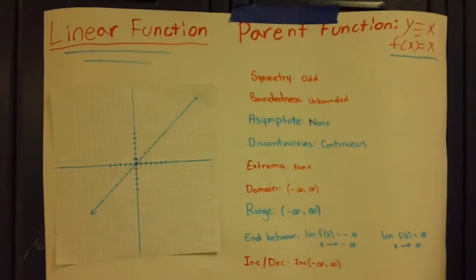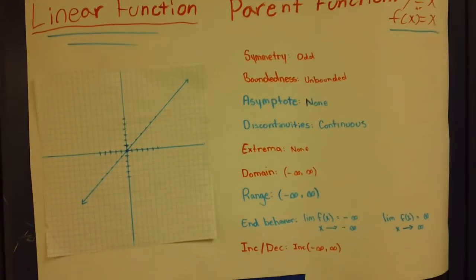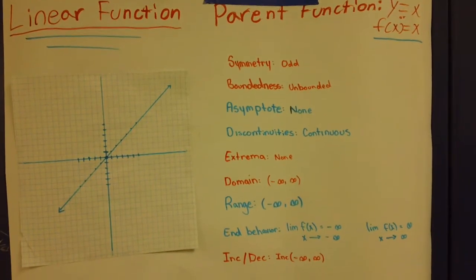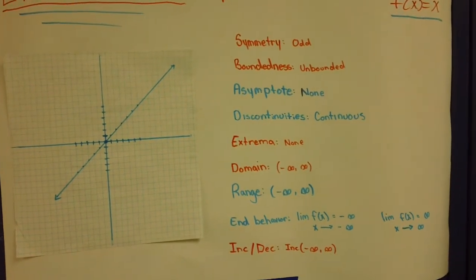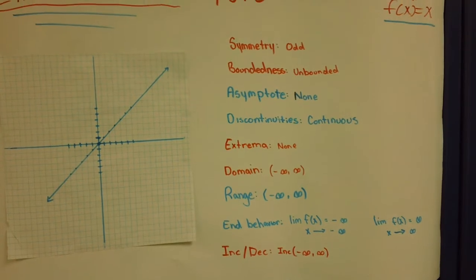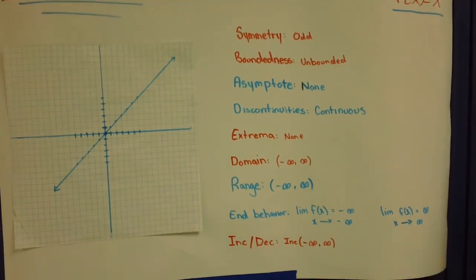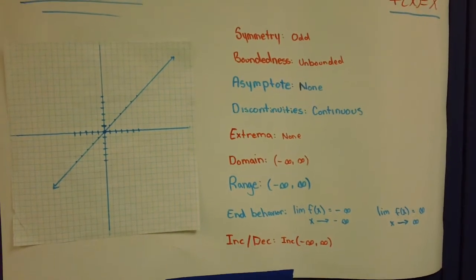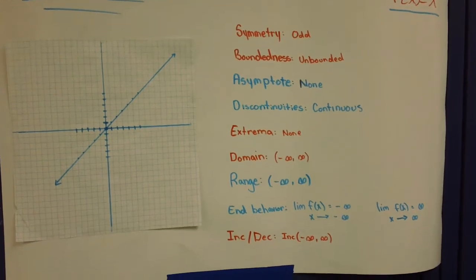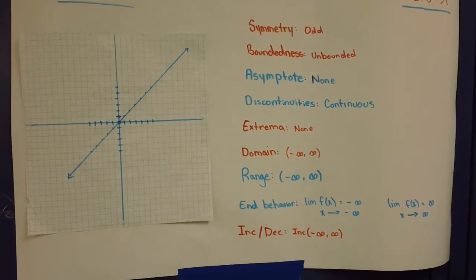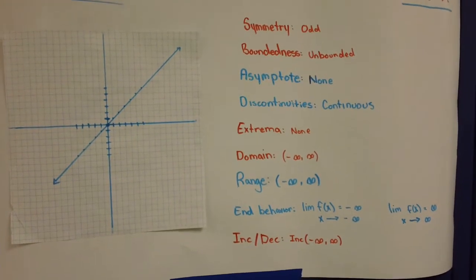This is a linear function, and the parent function is either y equals x or f of x equals x, and the symmetry is odd. It is unbounded, and there's no asymptotes. It is continuous. There are no extrema, and the domain is negative infinity to infinity. The range is negative infinity to infinity. The end behavior is limit f of x equals negative infinity as x approaches negative infinity, and limit f of x equals infinity as x approaches infinity. And it increases from negative infinity to infinity.